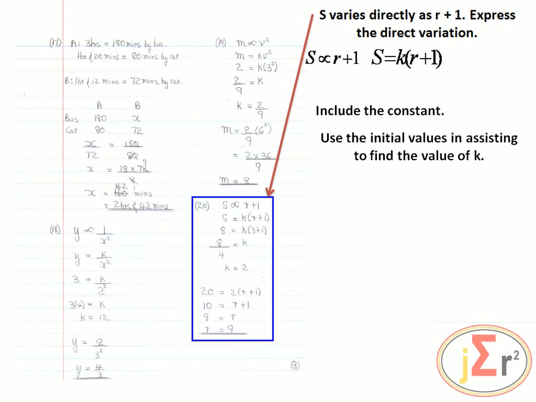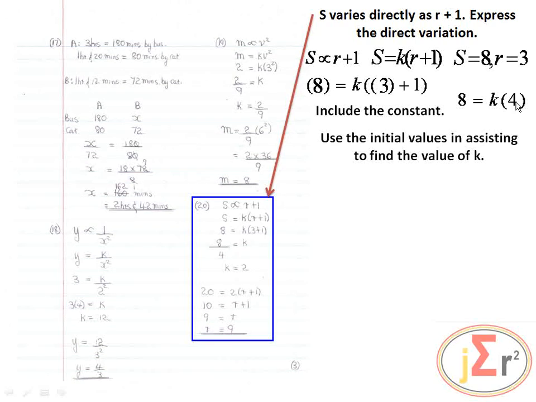Use the initial values in assisting to find the value of K. So those are the initial values. S is equal to 8 when R is equal to 3. We have our template there, and we make our substitution where R is equal to 3, but S goes first, and S is equal to 8. R is equal to 3. So do not forget 3 plus 1, 4. So 8 is equal to K times 4.